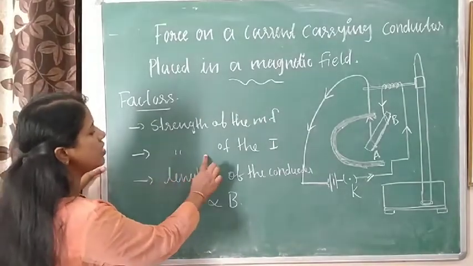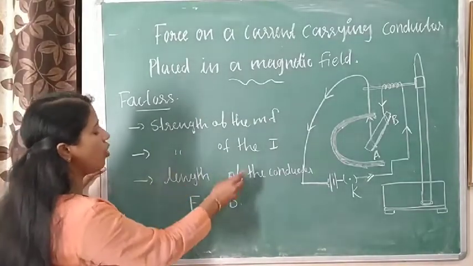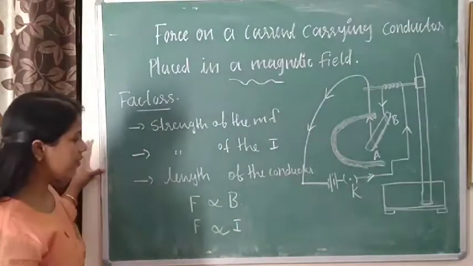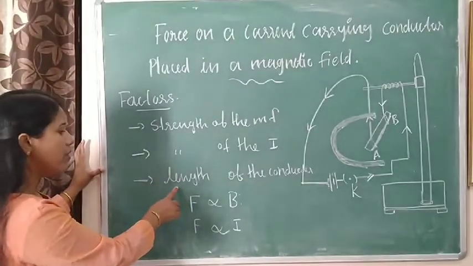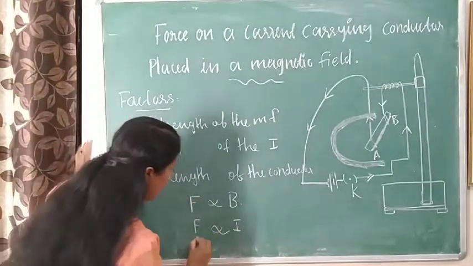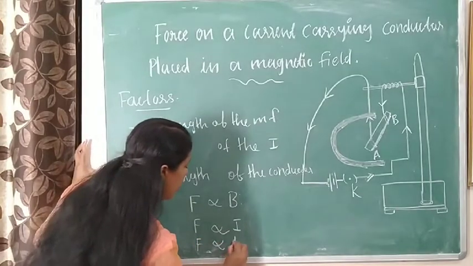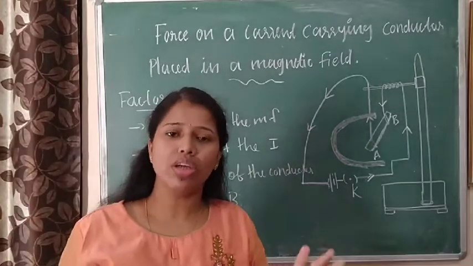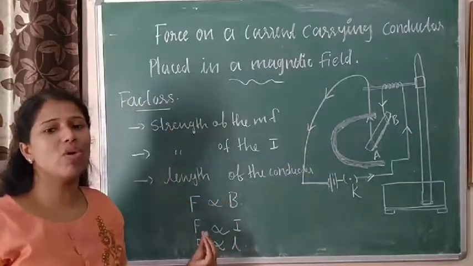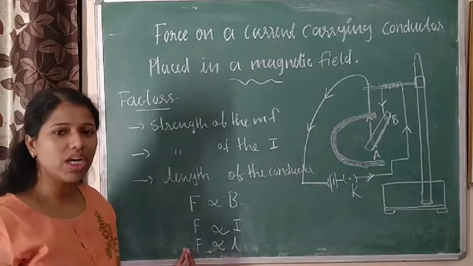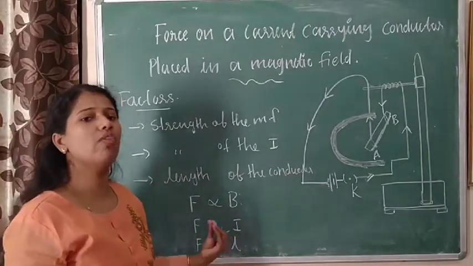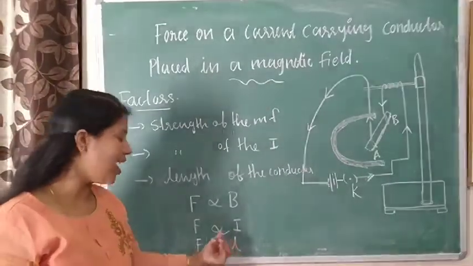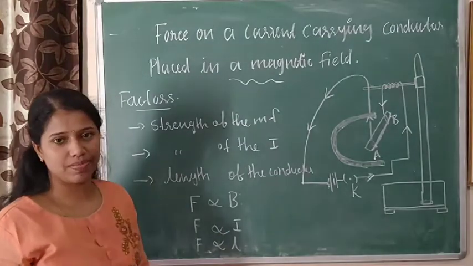Second, the force depends on the strength of the current. F is proportional to the electric current I. Last, the force depends on the length of the conductor. F is proportional to length L. That means if we use a long conductor, the length is more and the force is more. F proportional to B, F proportional to I, F proportional to L.